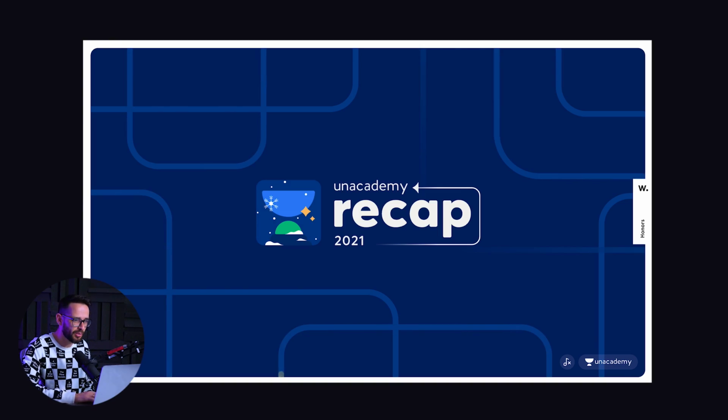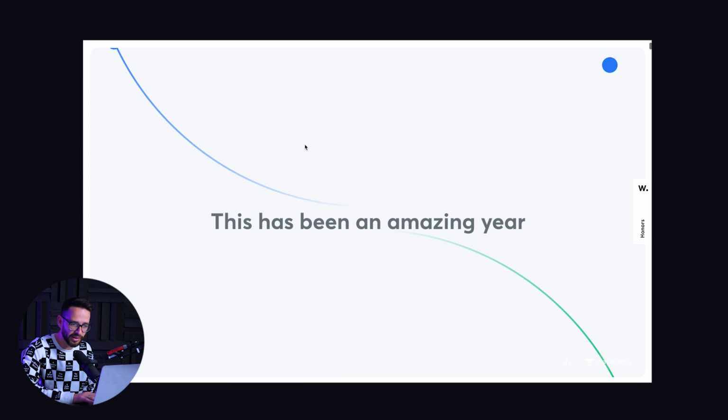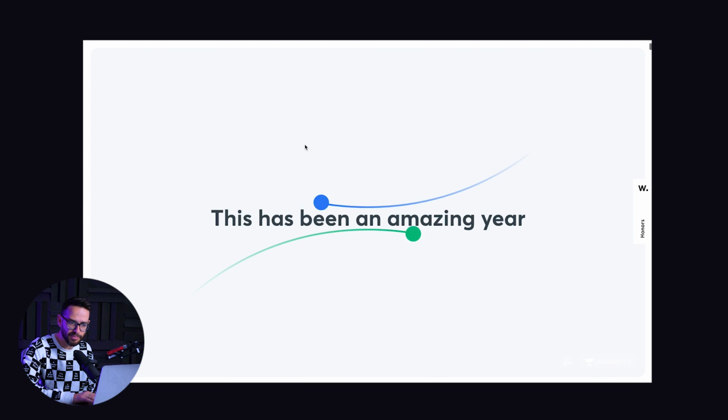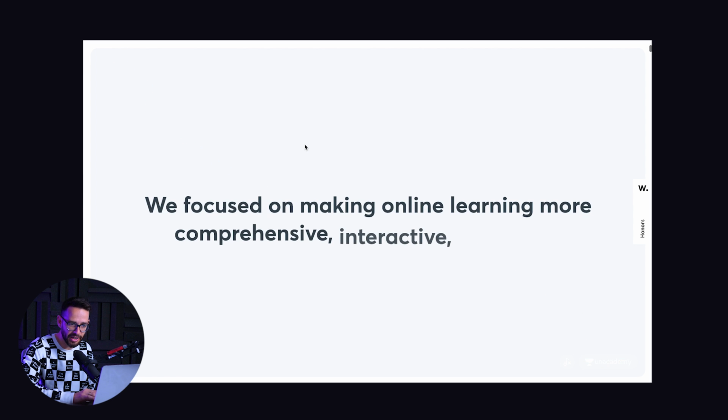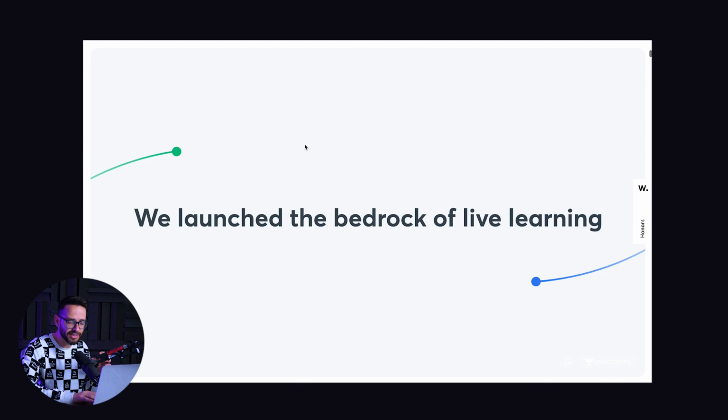So the first website I want to show you today is the recap website of Unacademy. It's not their actual website, but this is their website recapping 2021. Now I'm just scrolling up and down so that you can see this whole thing is kind of like a scrolling animation, and if you're familiar with Lottie animation, then you understand basically what they did. They created this whole animation in After Effects.